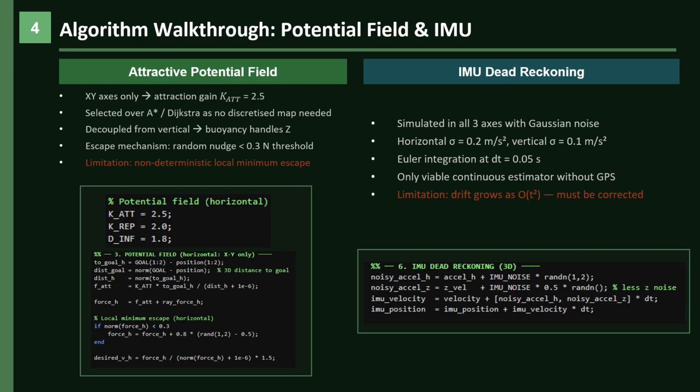For the IMU dead reckoning, I've added Gaussian noise to the known accelerations. In the horizontal plane, I've got 0.2 meters per second squared, and in the vertical plane, I've got 0.1 meters per second squared. But the issue with having this IMU dead reckoning is that as time goes on, drift increases, which means it must be corrected.